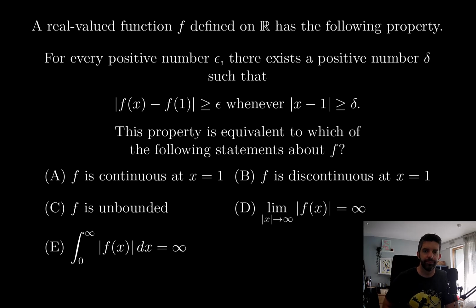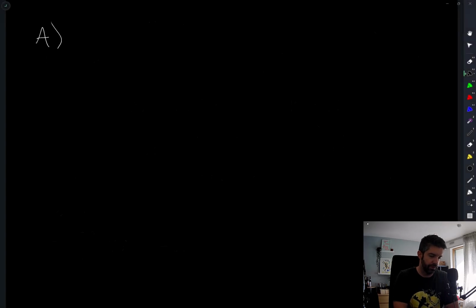Interesting. So they've taken exactly the definition of continuity at 1 for a function, but switched the inequalities, which of course will drastically alter how things work. So the answer is certainly not A. F is continuous at 1.